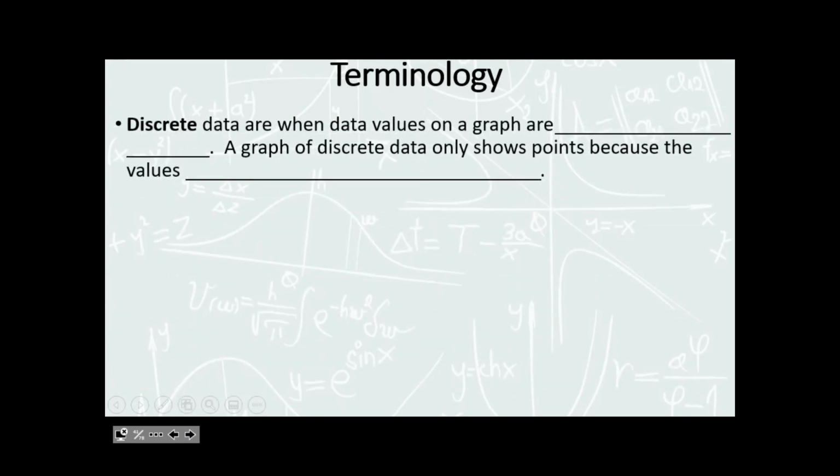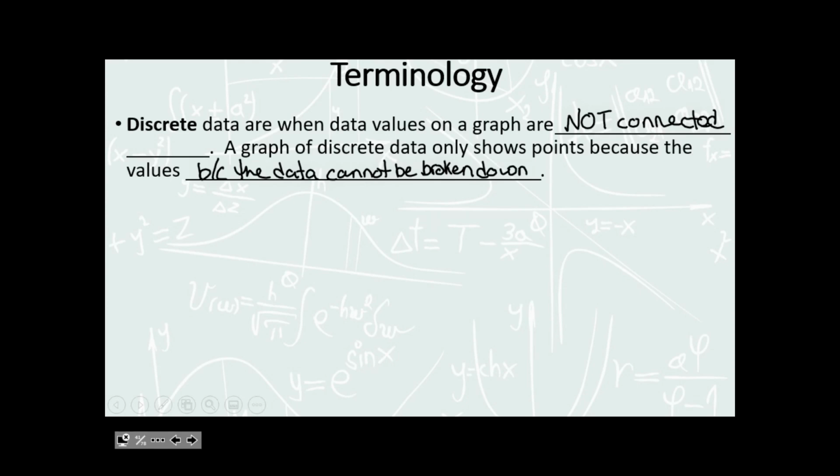First thing we've got to do is sort through a little bit of terminology here. The first one doesn't necessarily have to do with domain and range, but it will lead into that. The first thing is discrete data. Discrete data is when data values on a graph are not connected. A graph of discrete data only shows the points as individual data points because the data cannot be broken down. So it can't be broken into smaller and smaller pieces. I'll talk about what that means in a second.